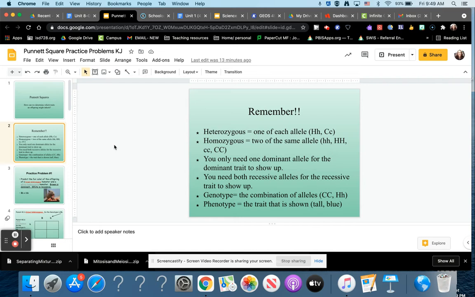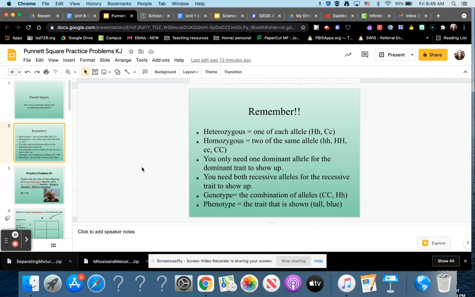So, heterozygous means that you have received one of each allele, so one dominant allele and one recessive allele. And homozygous means you have two of the same allele. So, those alleles can be both recessive or both dominant. Remember, we represent dominant alleles with a capital or uppercase letter, and we represent recessive alleles with a lowercase letter. You need only one dominant allele for the dominant trait to show up, but you need both recessive alleles for the recessive trait to show up.